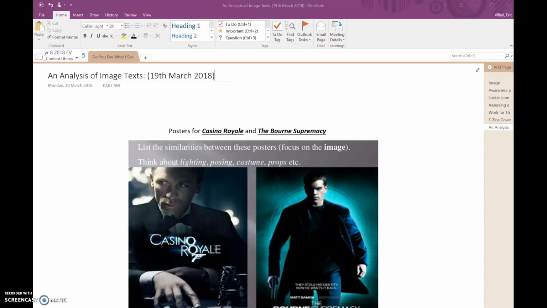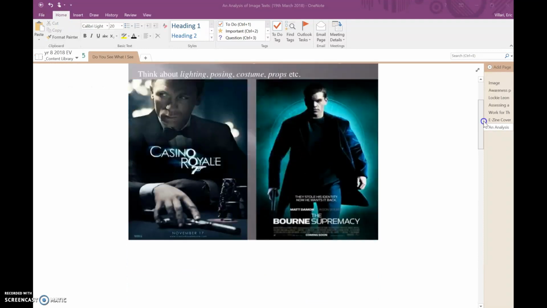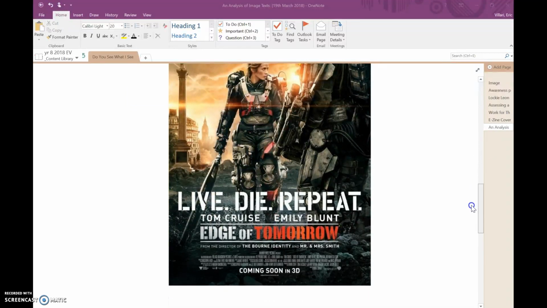Try and bear with me as I go through some of the more salient or meaningful features of these images. I've chosen to look at 3 movie posters. One, that's a twin, Casino Royale, Bourne Supremacy. Then we have a science fiction film with Emily Blunt and Tom Cruise, Live, Die, Repeat. That was the title of the movie in some countries. In Australia it was released as Edge of Tomorrow.